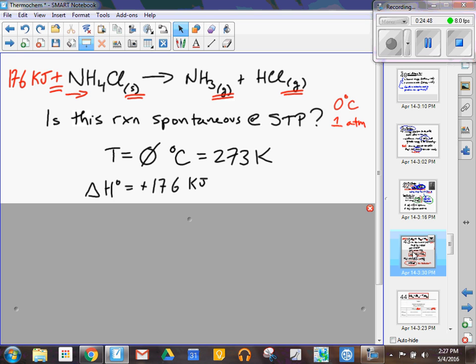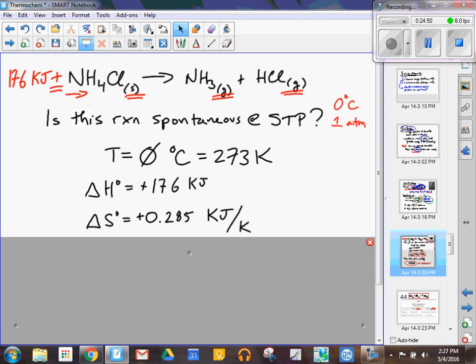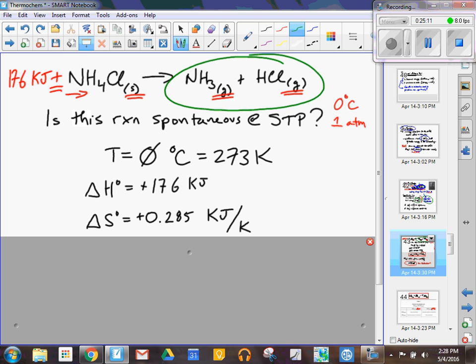But as expected, the delta S is positive. Now those are some weird units for delta S. They're always in joules per Kelvin or kilojoules per Kelvin, and you'll see why in a minute. The temperature multiplied by delta S will cancel that Kelvin, and you'll have an answer in joules or kilojoules. Anyway, it is positive as we expect because we increase disorder, more gas in the system.